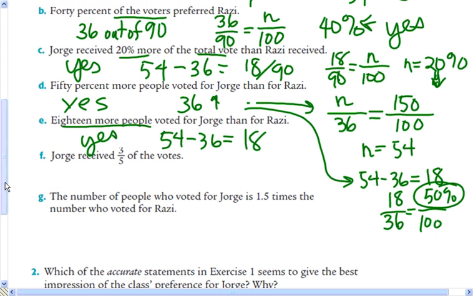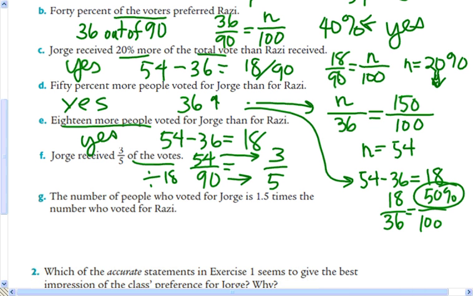Jorge received 3/5 of the votes. So that's of the total vote. So this one is out of 90. Jorge received 54 votes. Is 54 out of 90 equal to 3/5? We need to simplify that. If we divide 54 by 18, we get 3. So we're dividing both of these by 18. 90 divided by 18 is 5. So yeah, Jorge did get 3/5 of the votes.